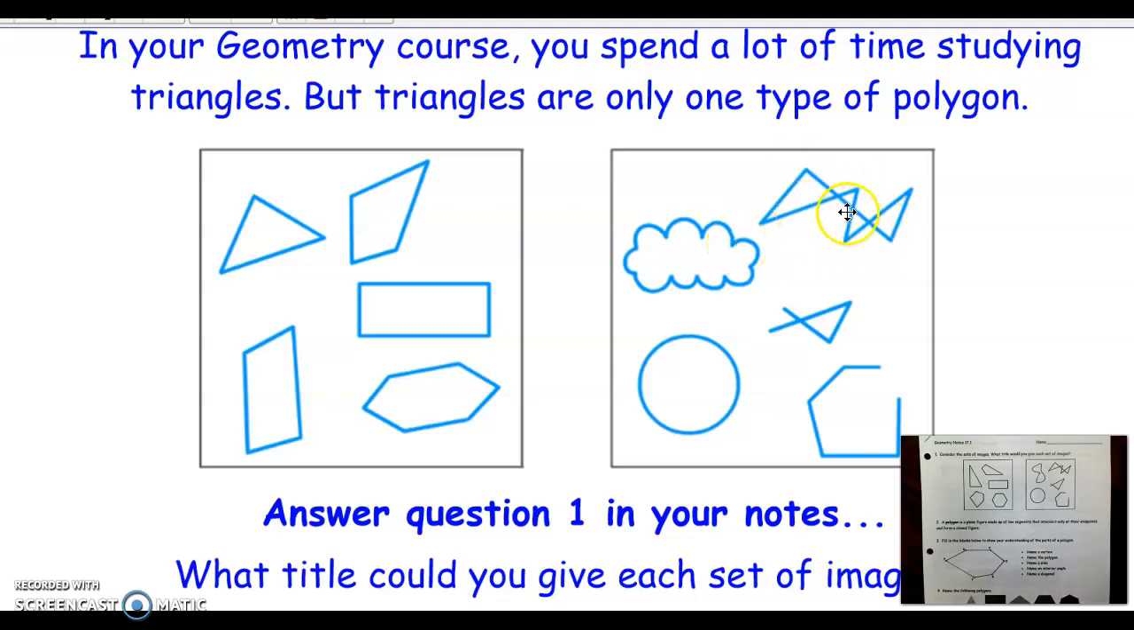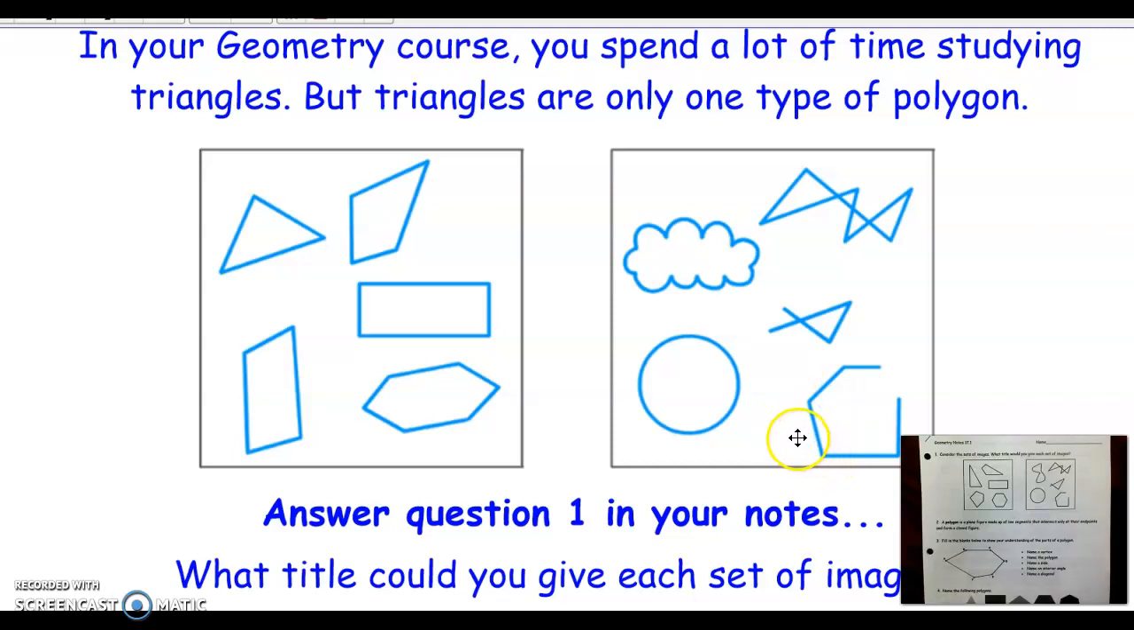The reason this figure and this figure are not polygons is because there's overlapping of the segments. And so the segments cannot overlap in a polygon. And here we have an open figure. A polygon has to be closed. So a polygon is a closed figure made up of line segments that do not overlap. Those are the three things that we have to remember for it to be a polygon.